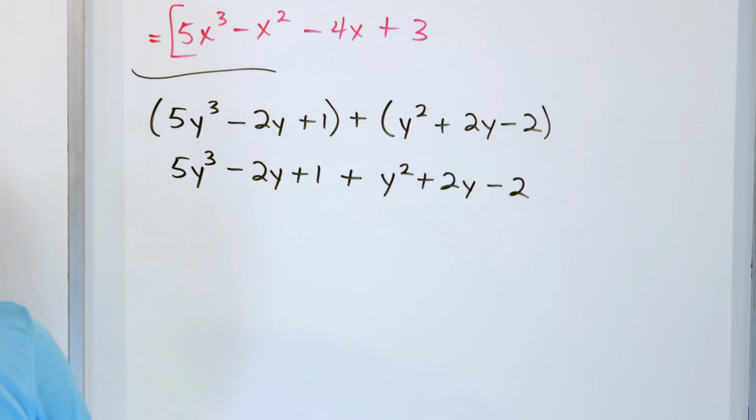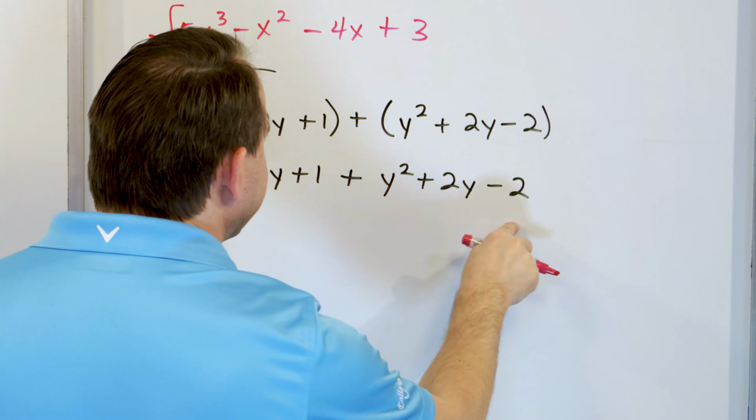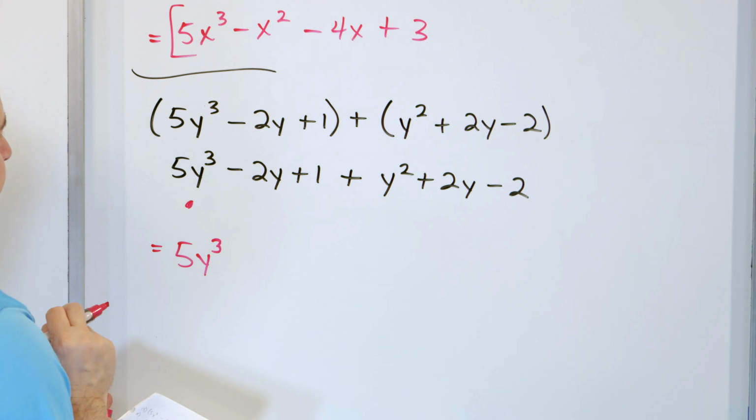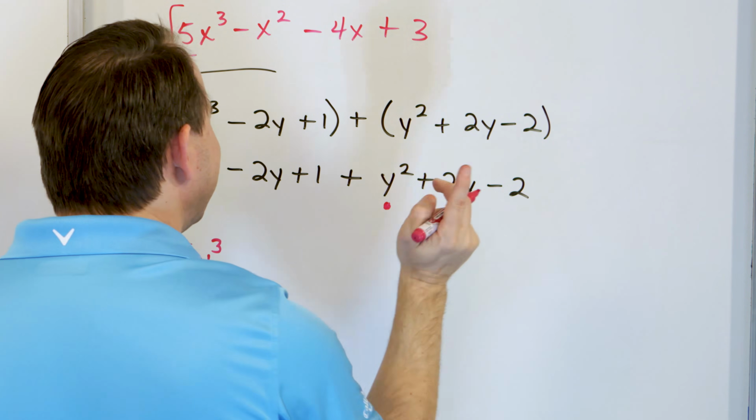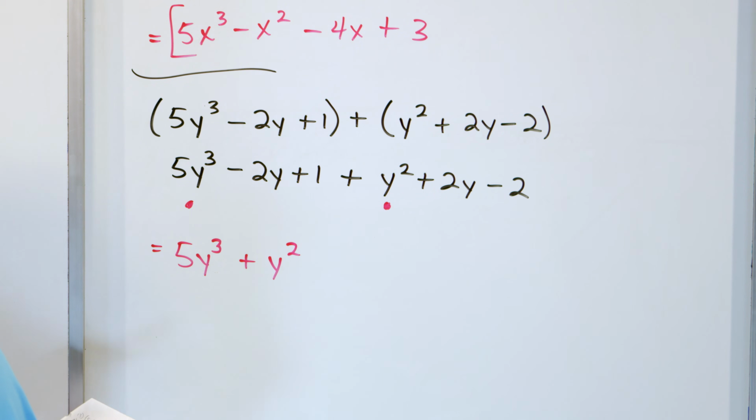And then I start looking for things to add. Here's my largest power, y cubed. I don't have any other y cubes, so I'll just say 5y cubed is my first term. Then I'll look for y squareds. Here's one. I don't have any other y squareds anywhere, so for the next term I don't have to add it to anything. It's going to be y squared.